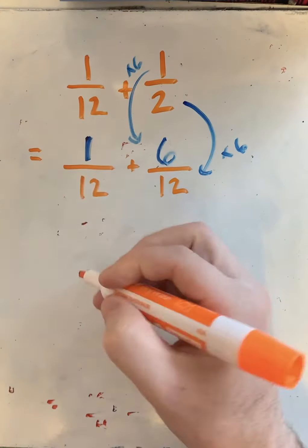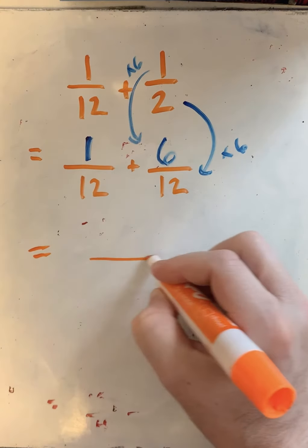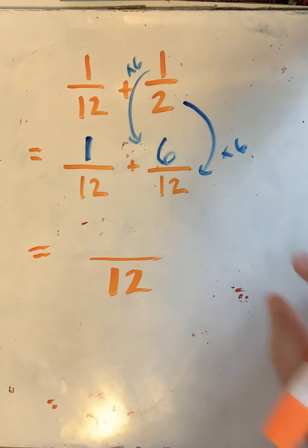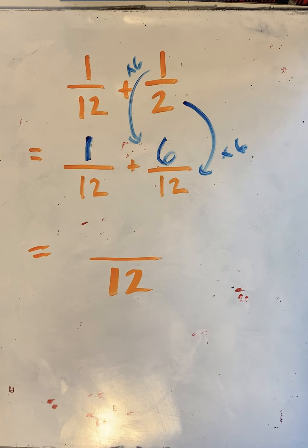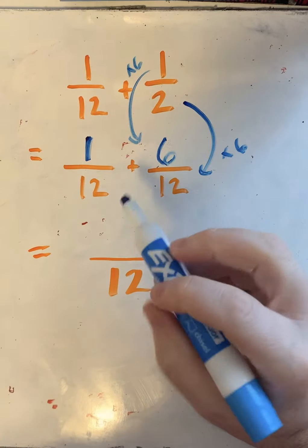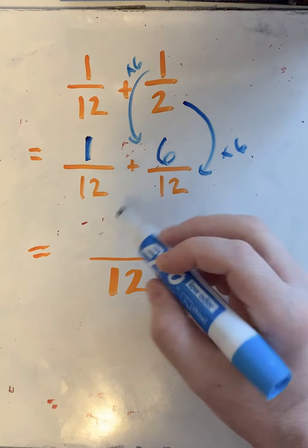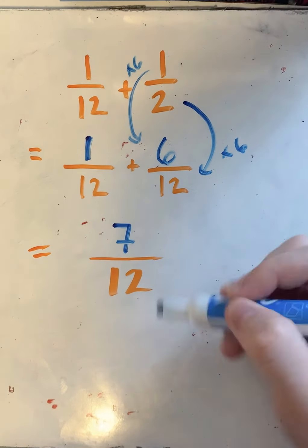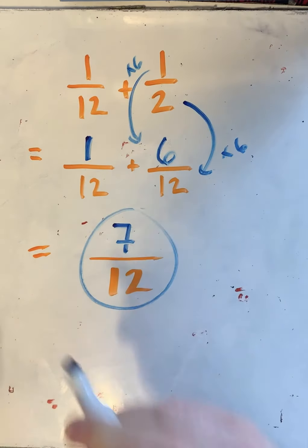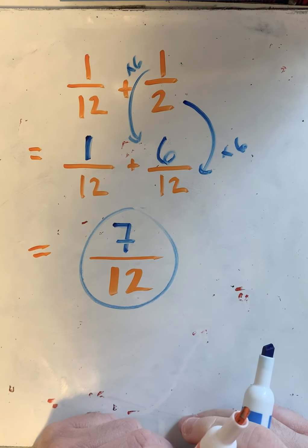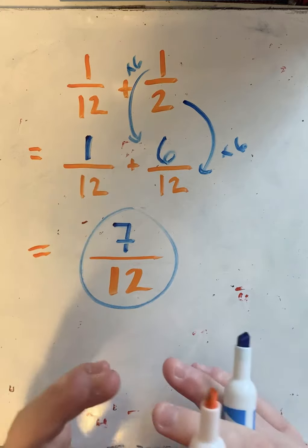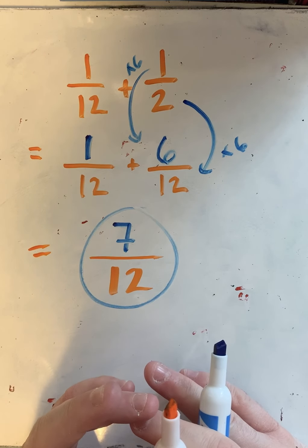At the next point, I'm going to just drop down the denominator because it's not changing. It's going to stay out of 12. And then all I'm going to do is add up the numerators. 1 plus 6 is 7. I can't reduce it anymore. So 7/12 is my final answer. So that's kind of the basis of what we're looking at.